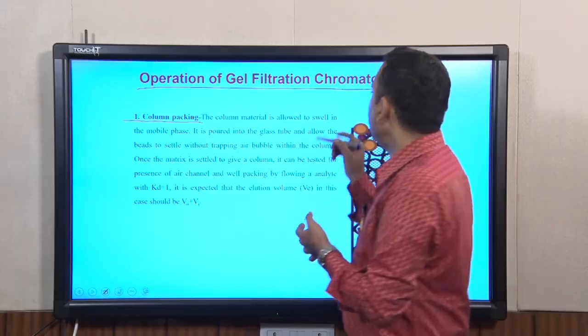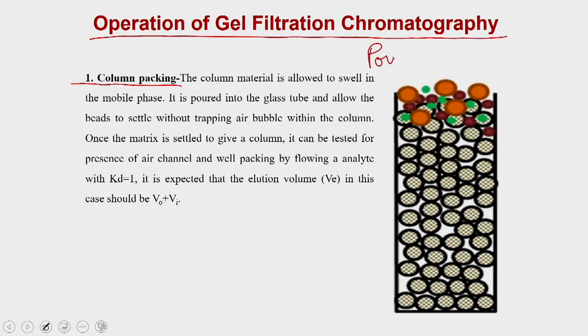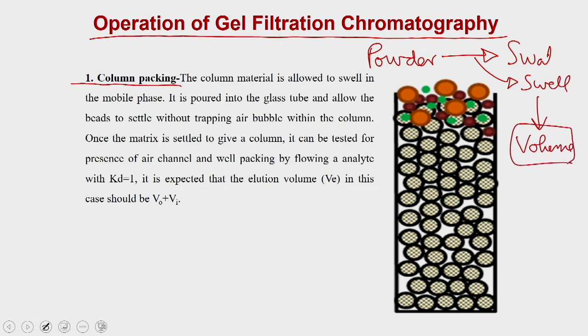So if you are getting a column in the form of powder, then this powder has to be put into the buffer so that the column will swell. If the column swells, it is going to increase its volume, and that's how you have to use this particular column.